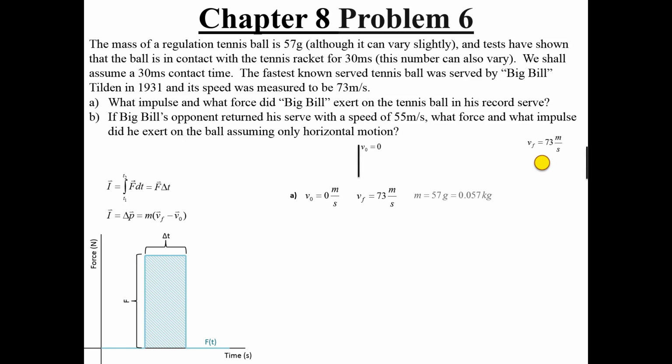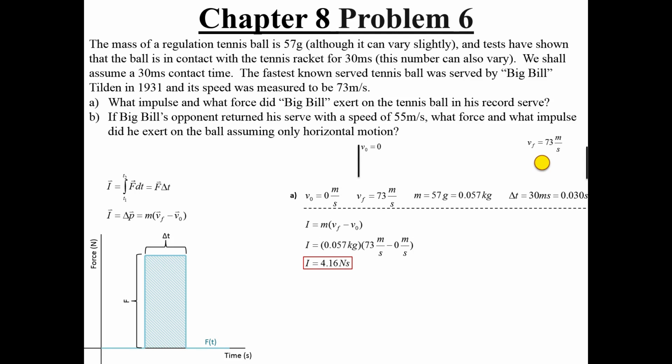direction. We are not given the force exerted on the ball, so in order to calculate the impulse, we will have to use our second definition. Impulse equals the change in momentum. Subbing in our values for the mass and the final and initial velocities, we find that the ball experienced an impulse of 4.16 newton seconds.